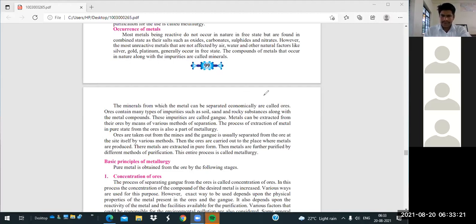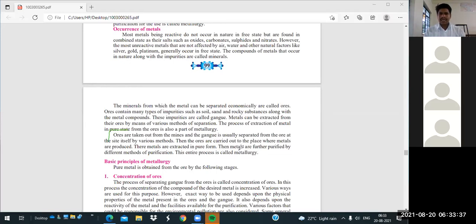Now here one more thing is given about metallurgy. Metals are extracted in pure form, then metals are further purified by different methods of purification. This entire process is called metallurgy. From these ores, you are getting this definition.